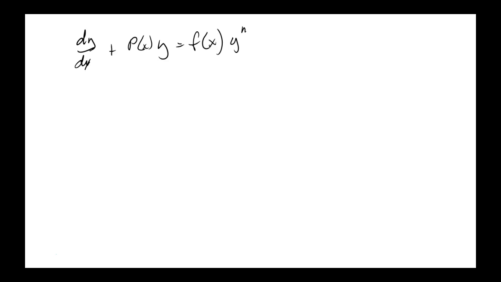Now, this isn't how you would normally write a differential equation. You'd probably have all the y's together, but this is written in the form that you'll know, where n is any real number. In other words, it could be positive, negative, fraction or decimal, rational or irrational, okay? But this is called Bernoulli's equation.